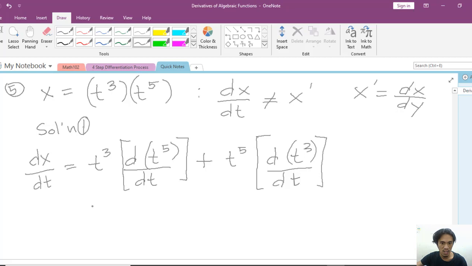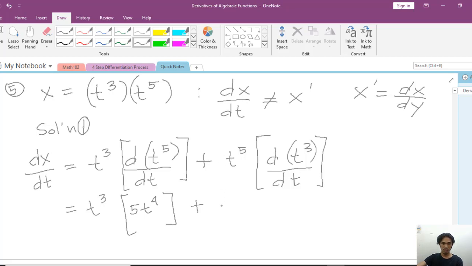So simplifying, we have this: t raised to 3. The derivative of t raised to 5 with respect to t is simply equal to, bring down the exponent, copy the base, and the new exponent would be 5 minus 1 or 4, times the derivative of the base t with respect to t, which is simply equal to 1, so we will not write it anymore. But for your seatbelt, I want you to write it so that you will not forget the properties for your thesis and your exams.